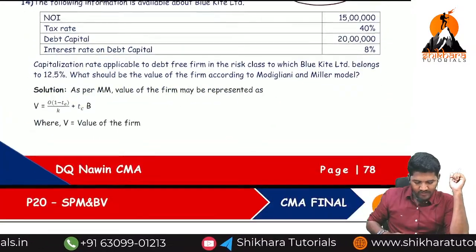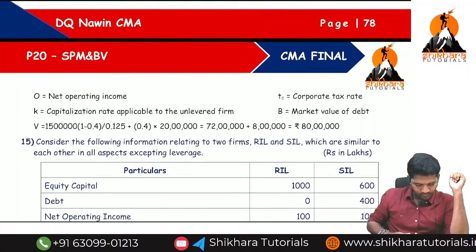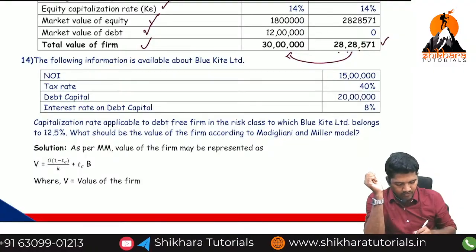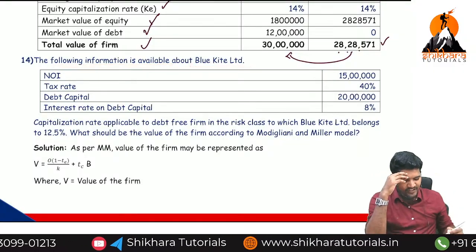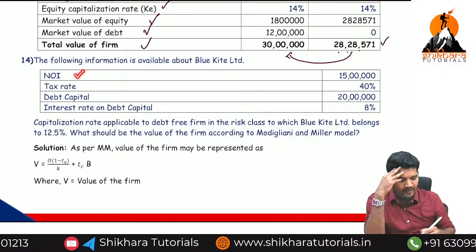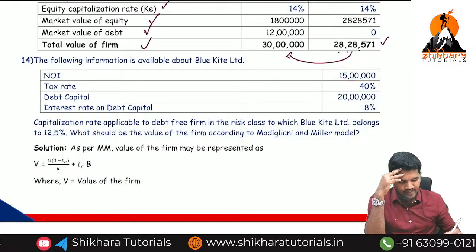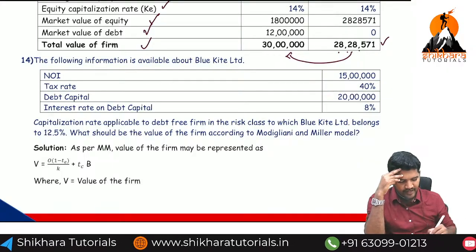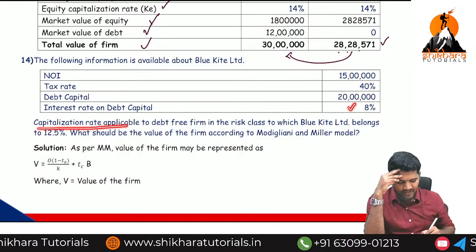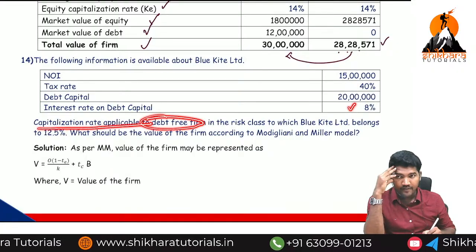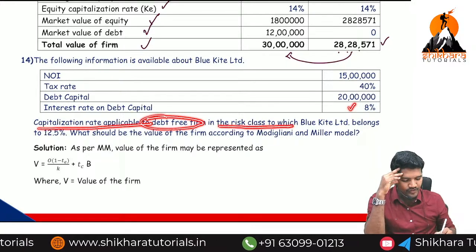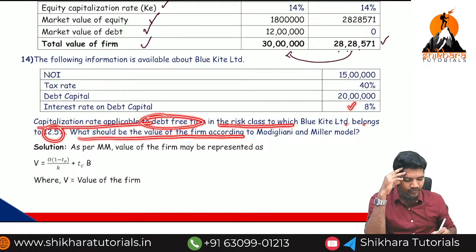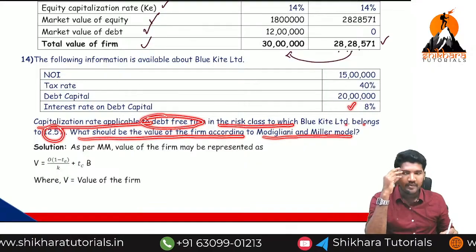Illustration number 14. It's a basic one. The following information is available for Blue Kit Limited. NOI, net operating income, 15 lakhs, tax rate 40%, debt capital 20 lakhs, interest rate on debt capital 8%, capitalization rate applicable to debt free firm, the risk class to which Blue Kit Limited belongs, 12.5%. What should be the value of the firm according to Modigliani and Miller model?